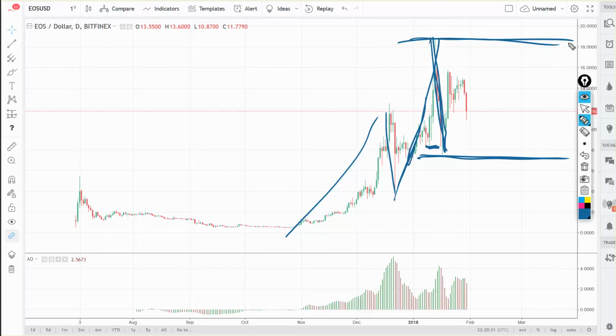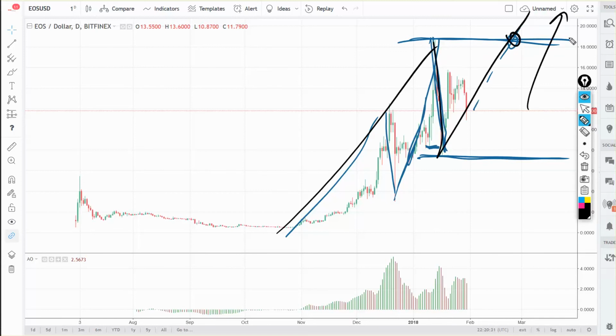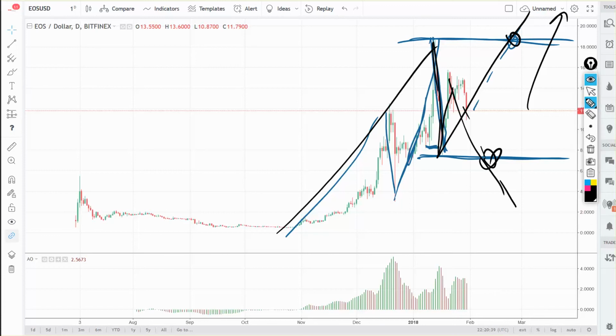With the reference points, if we break through this reference point, we will have a completely new FZR up, and we will go up with completely new force. But if we break through this reference point, we will have an FZR of all time frames down, and then EOS has all the chances to go back to $2 per EOS.